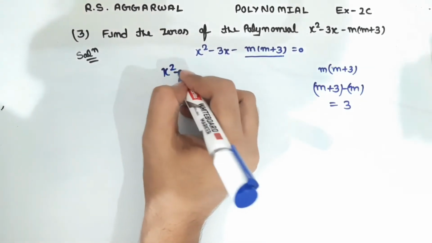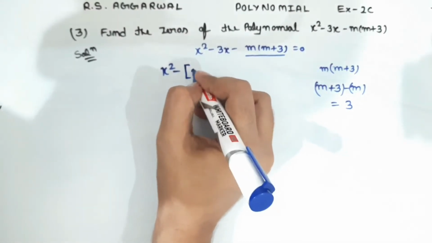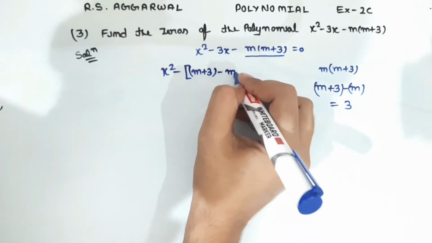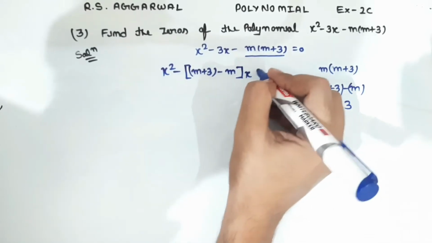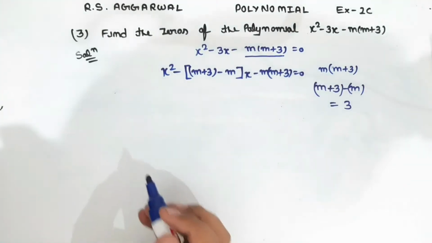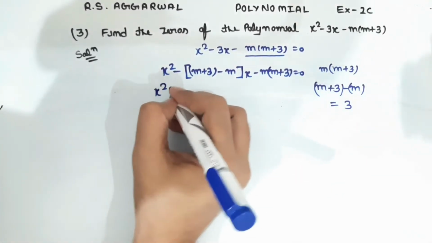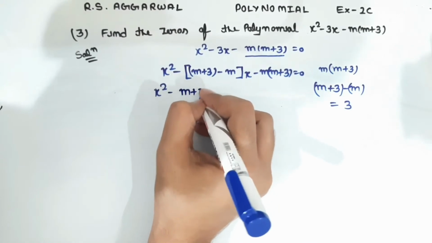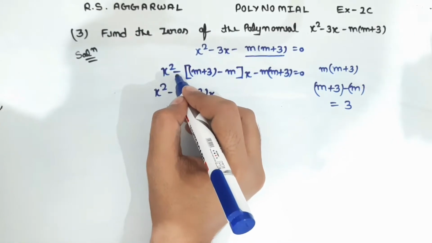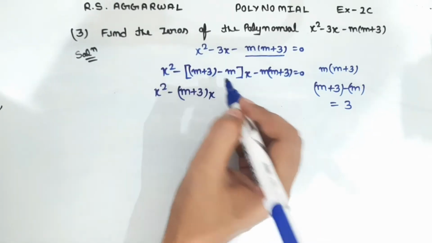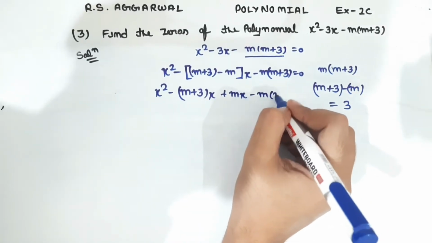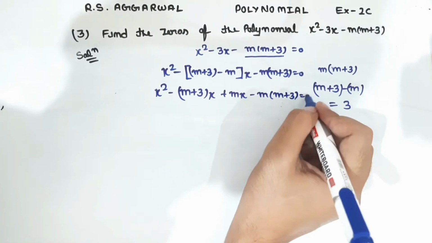So x square minus the bracket m plus 3 minus m, x minus m into m plus 3 equals to 0. From here, x square minus m plus 3 x, because there is a negative sign outside the bracket, so this sign will be changed, plus mx minus m into m plus 3 equals to 0.